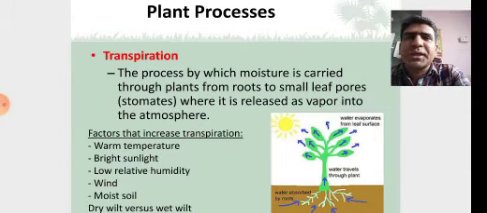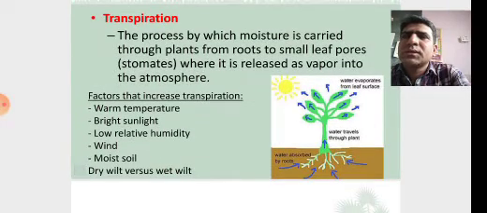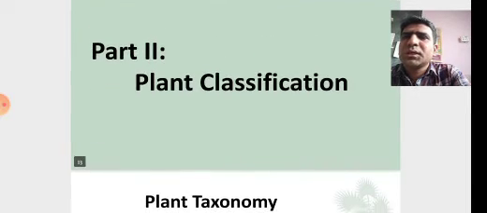Factors that increase transpiration: which factors are responsible for increasing the transpiration process? Warm temperature helps the transpiration process, then bright sunlight, low humidity, wind, moist soil, and dry wilt. These are the factors that help increase transpiration. So the first part is plant processes, physiology and metabolism, which includes photosynthesis, respiration, and transpiration.